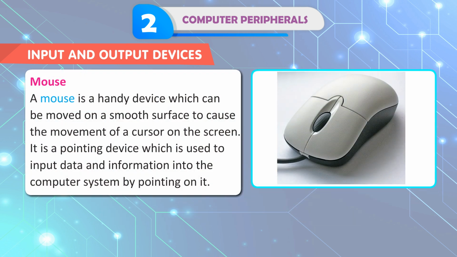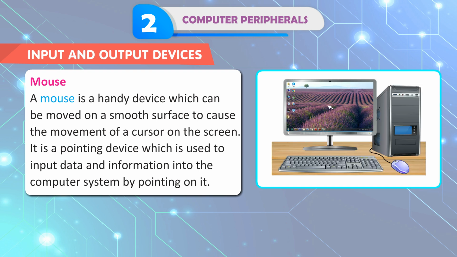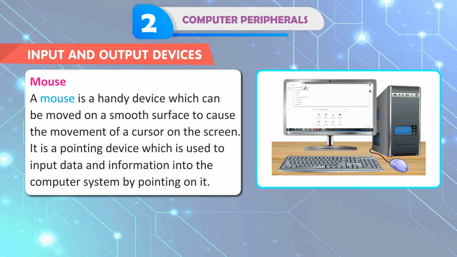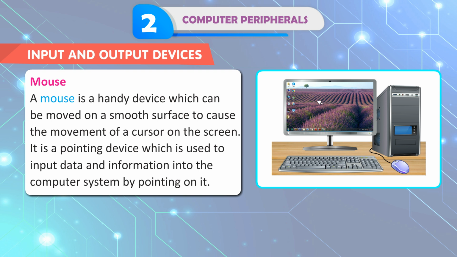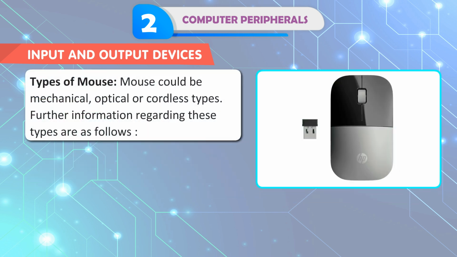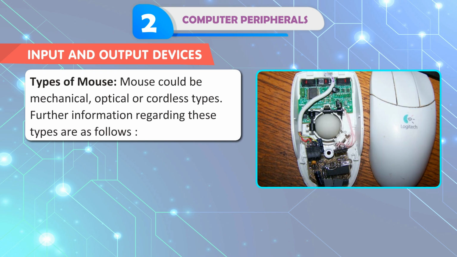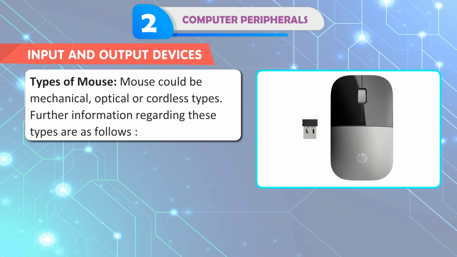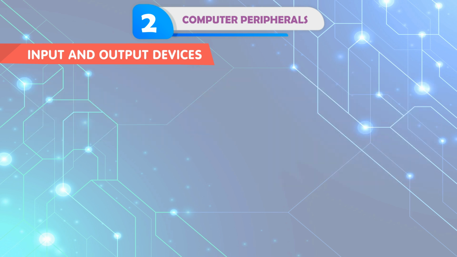Mouse. A mouse is a handy device which can be moved on a smooth surface to cause the movement of a cursor on the screen. It is a pointing device which is used to input data and information into the computer system by pointing on it. Types of mouse. Mouse could be mechanical, optical, or cordless. Further information regarding these types is as follows.